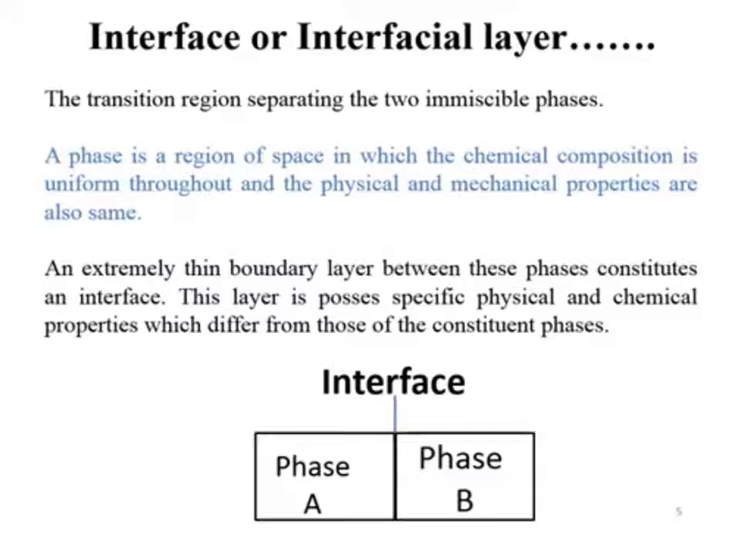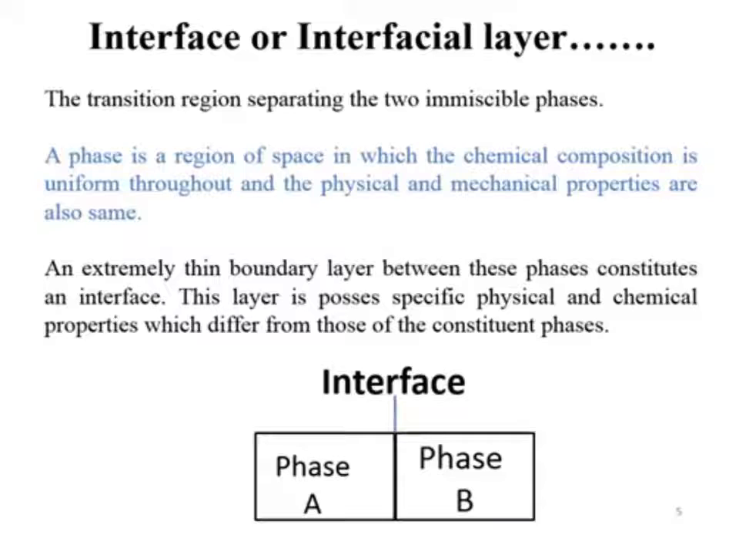When these are not mixed, then they will be called immiscible, and when they are immiscible, there will be a boundary, a transition state, a layer, a region that will be separating these two immiscible phases. That region, that state, that boundary will actually be called the interface or interfacial layer.